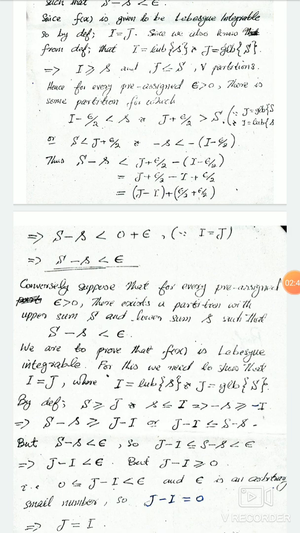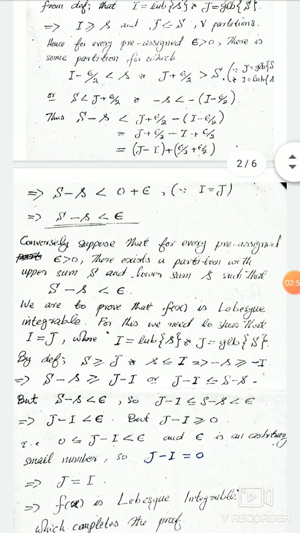Epsilon by 2 plus epsilon by 2 is equal to epsilon, and we know that J minus I is equal to 0 because I is equal to J, or J is equal to I. So capital S minus small s is less than epsilon. That is our direct proof.